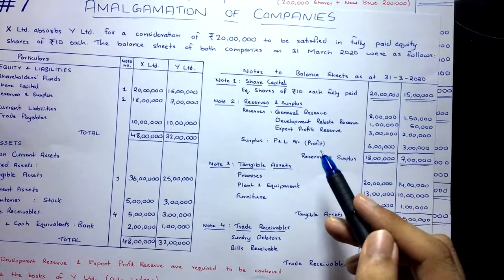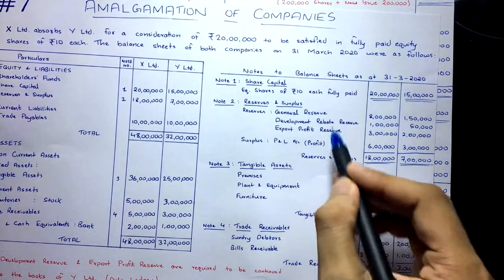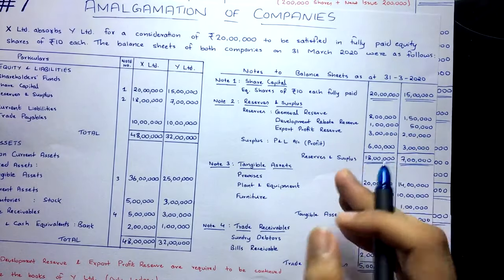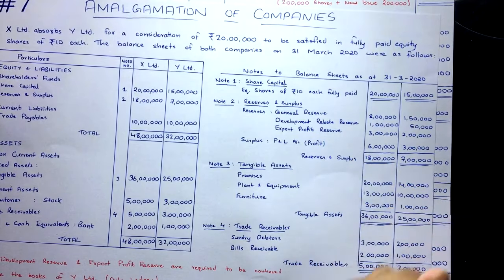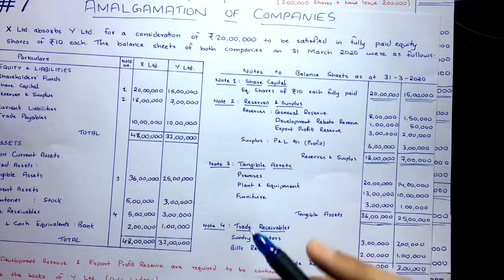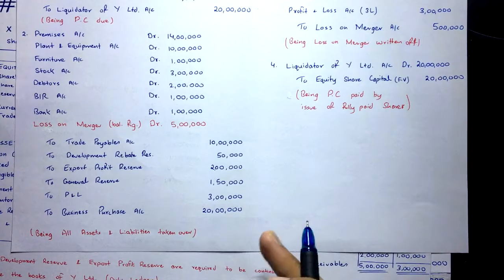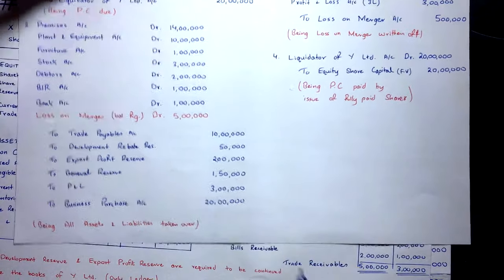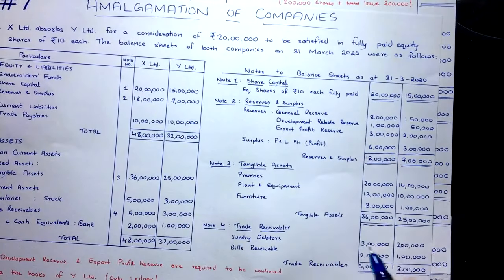If there is a loss or if there is a profit, then these reserves will change. Agar loss hai, toh reserve kya hoenge? Decrease hoenge, because you have to write off the loss with the reserves. Agar profit hai, in the second entry, if there is a profit, reserves mein jayega wo profit, so reserves will increase. But here there is a loss, you have to write off that loss. Here reserves will decrease, you have to subtract.